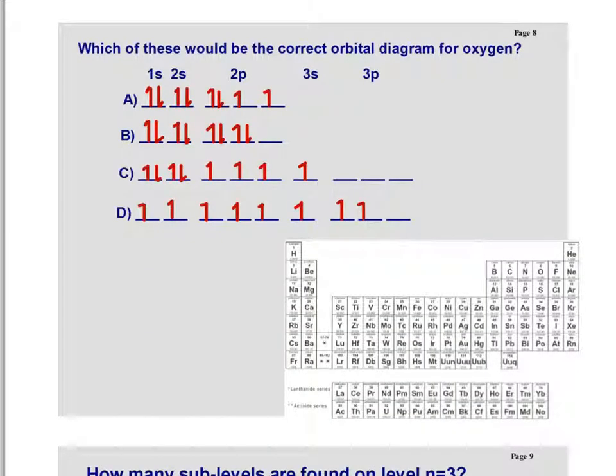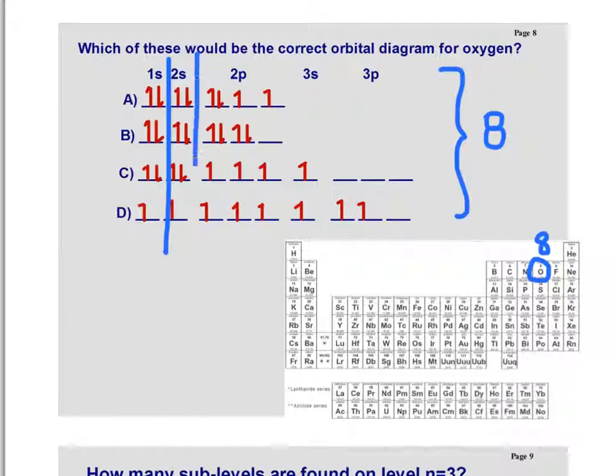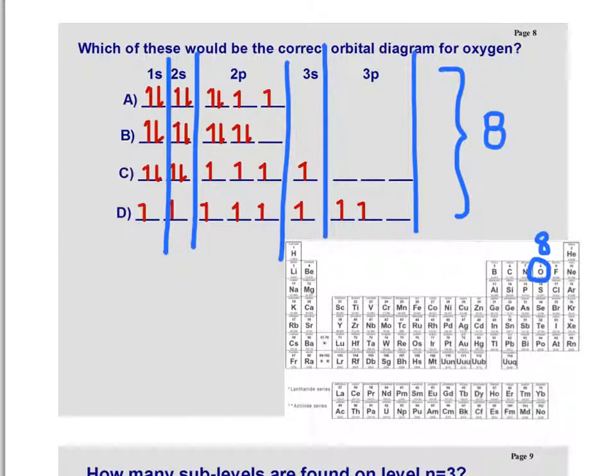Okay, which of these is the correct orbital diagram for oxygen? So oxygen is right there. It has 8 electrons. So we're looking for, first of all, one that has 8. Well, again, if you add them all up, that shortcut's not going to help because they all have 8. But we also know that they're going to fill in order of lowest energy first, and they're not going to go to the next level until the level before is full. So 1s would fill first, then 2s, then 2p, and then if need be, we would go to 3s, and then we would go to 3p.